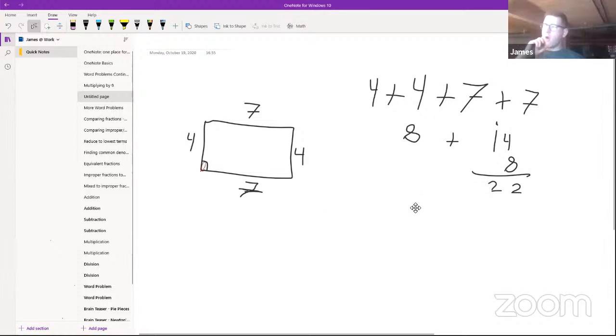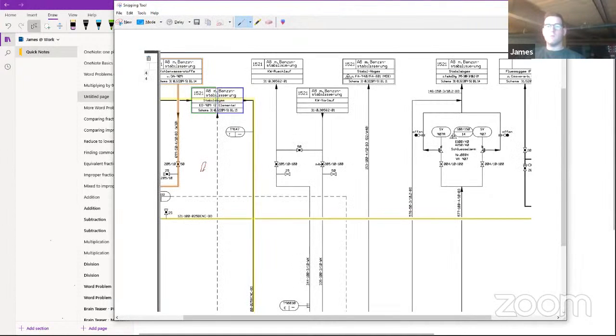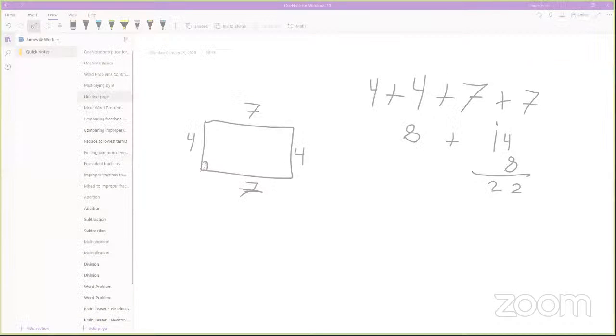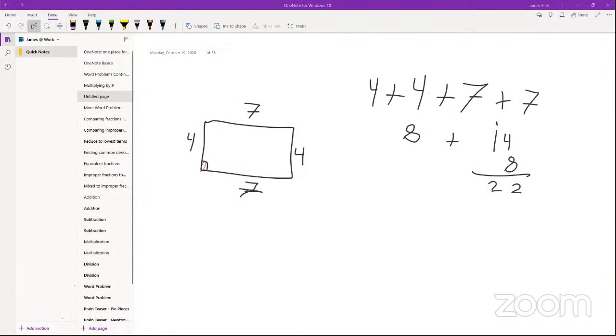So using graph paper, basically, with a bunch of squares. Let's try, okay, I'm going to grab something that, let's see. That's how you could do it. Okay.